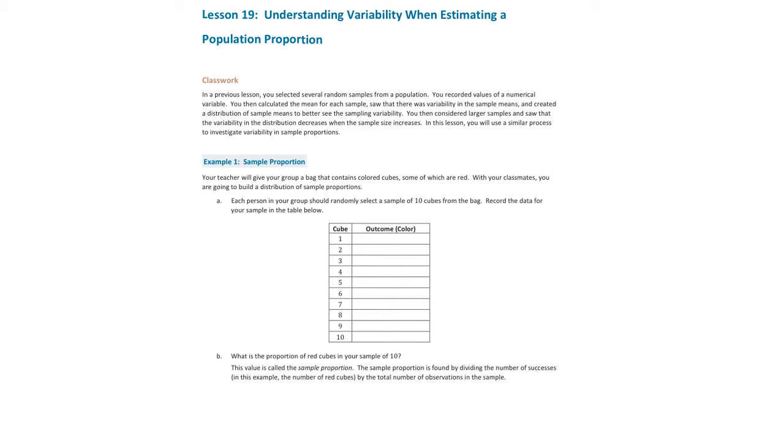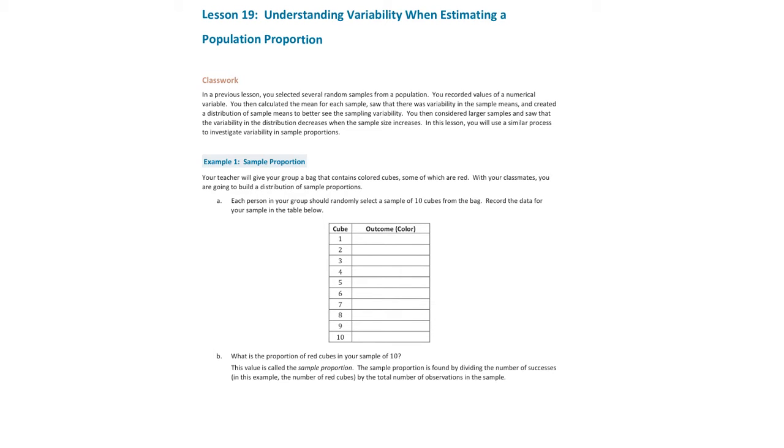In previous lessons, you've selected several random samples from a population. You recorded values of a numerical variable. Then you calculated the mean for each sample and saw that there was variability in the sample means, and created a distribution of sample means to better see the sampling variability. You then considered larger samples and saw that the variability in these distributions decreases when sample sizes increase. Well, in this lesson, you will use a similar process to investigate variability and sample proportions.